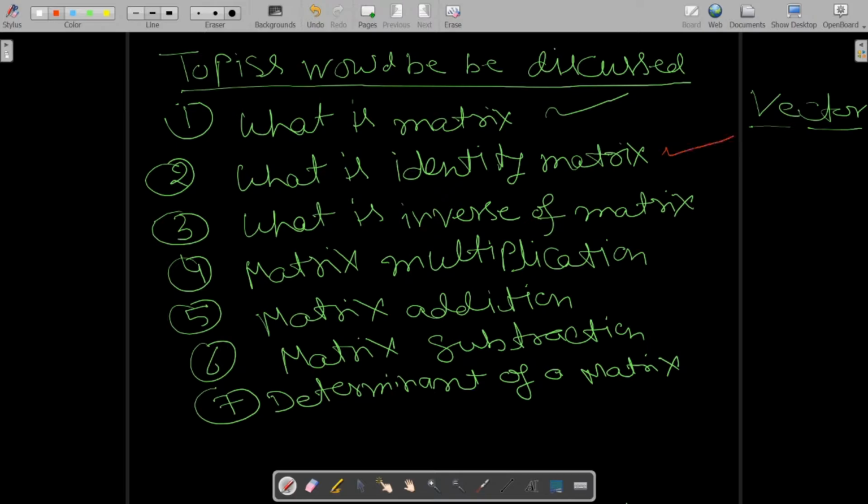what is identity matrix, what is inverse of matrix, then matrix multiplication, some operations on matrix, then matrix addition, matrix subtraction, determinant of a matrix, and we will also see for a given matrix when it will have an inverse and when it will not have an inverse. So if some matrix is given, we have to identify whether this particular matrix has an inverse or not. So I will explain what is inverse. So let's go to the concept related to this.